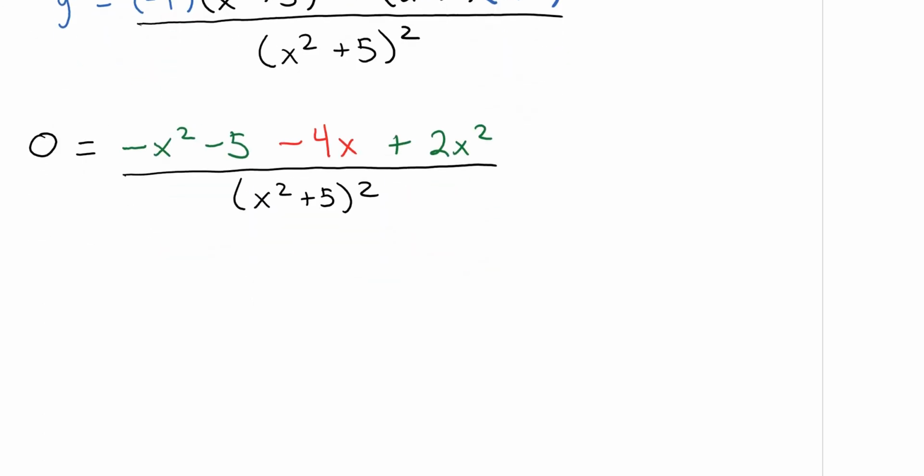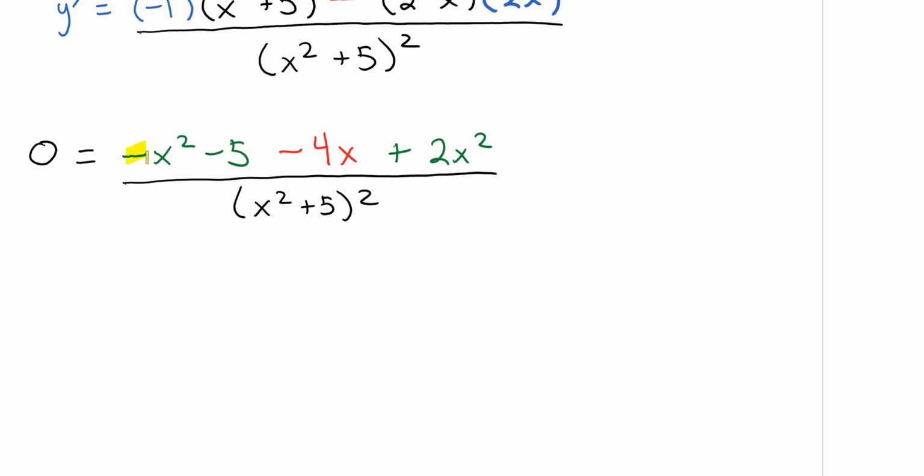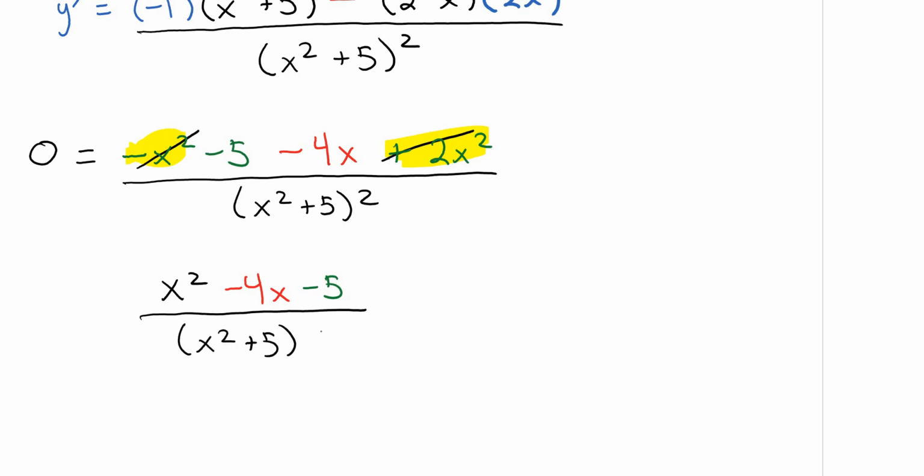Okay, from there on, I guess we can collect the like terms here. So if I collect those, 2x squared minus x squared would just give me a single x squared. Those are gone. And then the negative 4x can tag along, and then the negative 5 can tag along, and then this is all being divided by x squared plus 5 to the power 2, and then I can set that equal to 0. And then on the numerator, this is a trinomial, so you can definitely factor that.